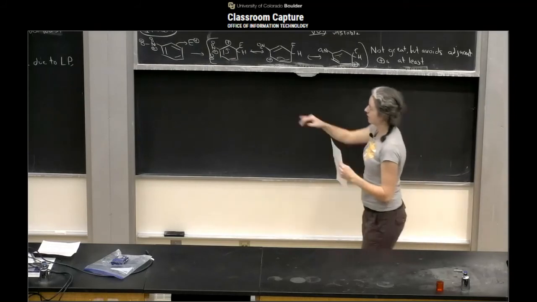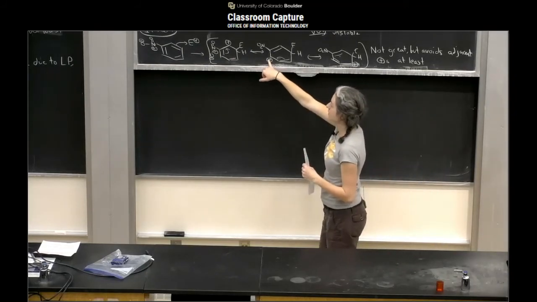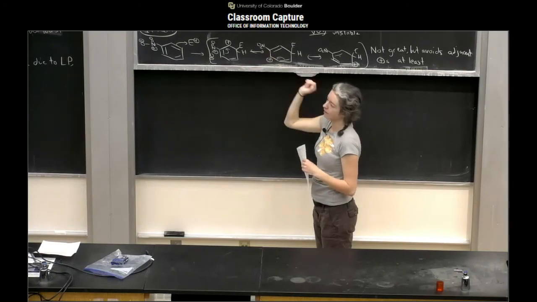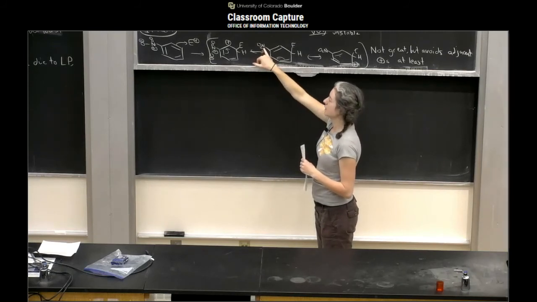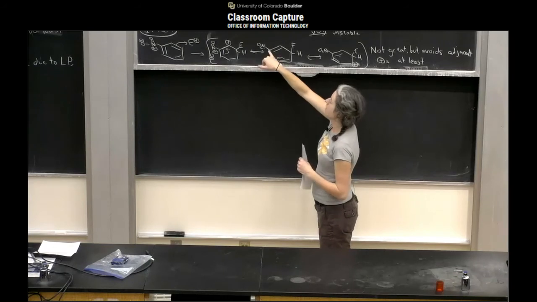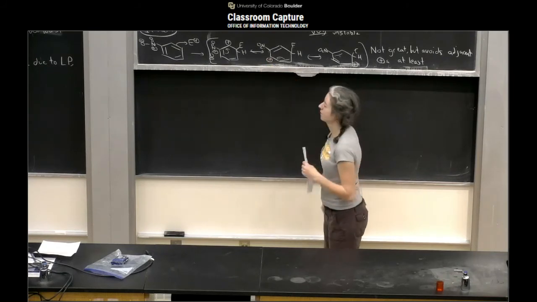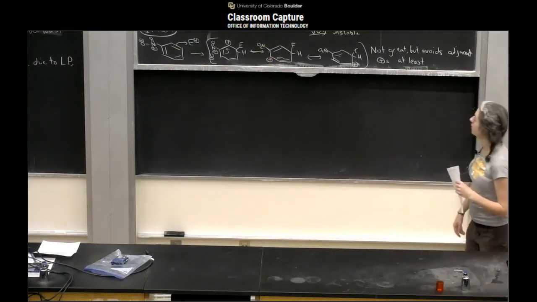So you will still have some destabilization of these compared to if the nitro group weren't there, just because this positive charge is still inductively pulling electron density towards it. So even though it's not as horrible as having the positive charge here, it's still down here feeling the effects of the nitro group, destabilizing it a little bit.